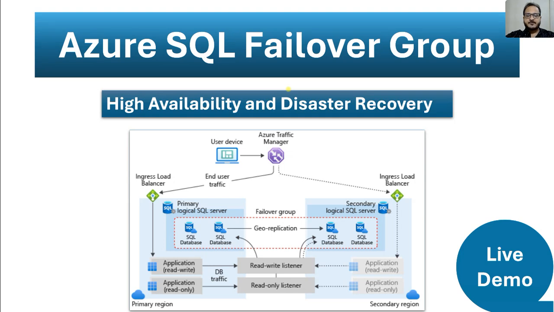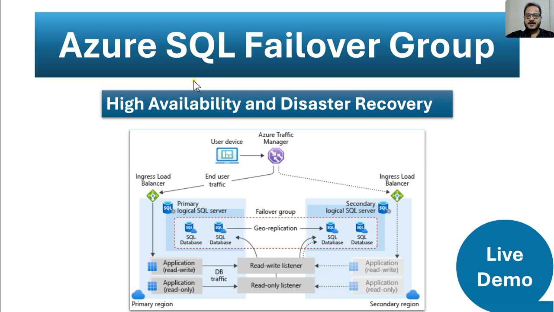So in today's video, we are going to discuss a feature called Azure SQL Failover Group. This feature is also used for high availability and disaster recovery for databases. In my previous video, we already discussed a feature called Active Geo Replication. That feature was at the database level, and Azure SQL Failover Group is a server level feature, like SQL Server level feature. So let's understand how it works and what it is.